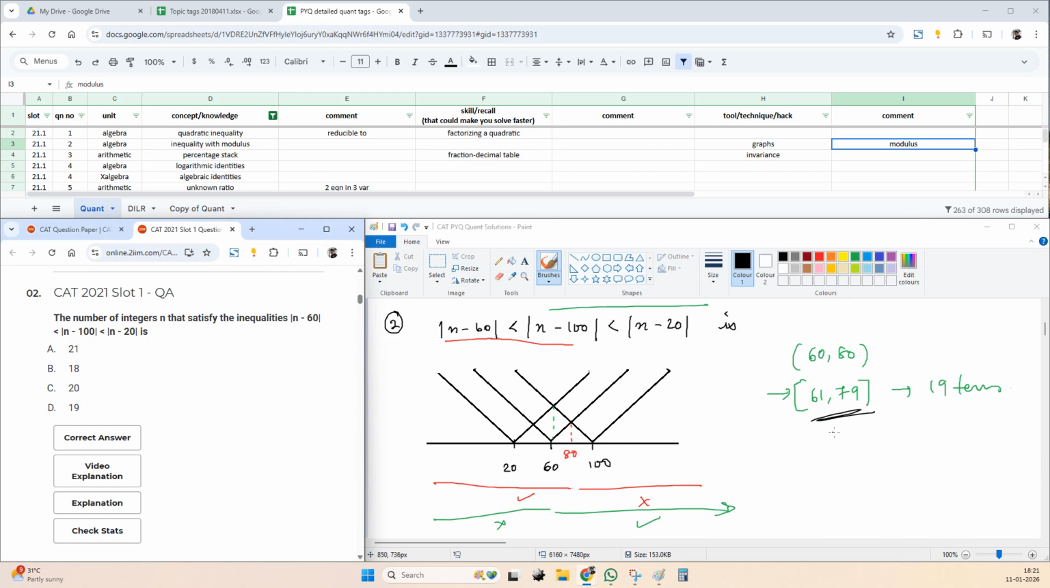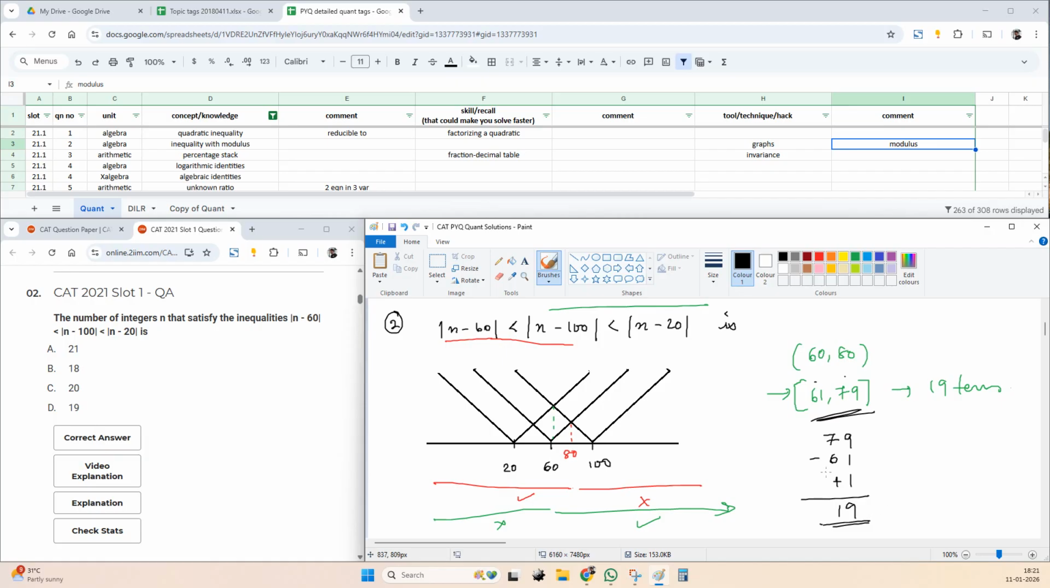When you're counting 61 to 79, the number of integers you have is not equal to 79 minus 61. Because you're counting both endpoints, you will have to do a +1. Just as something that you have to remember. 1 to 10, there are 10 numbers. If you ask anybody, they'll say there are 10 numbers. If you ask 10 to 20, funnily enough, they'll still say there are 10 numbers between 10 and 20. Whereas actually there are 11 numbers, right? So if you're counting from one end to another end, both ends included, you do a +1. So you'll have 19 numbers. 19 integer values of n for which the inequality holds.